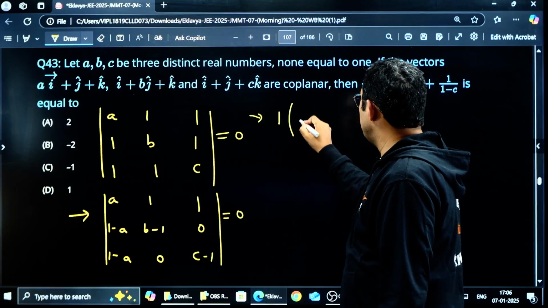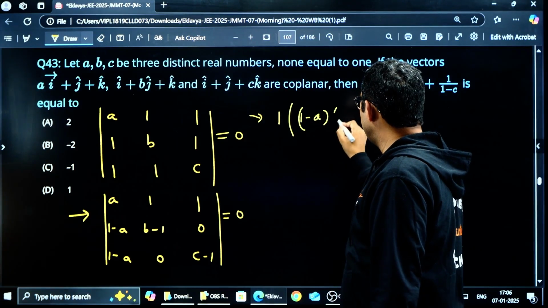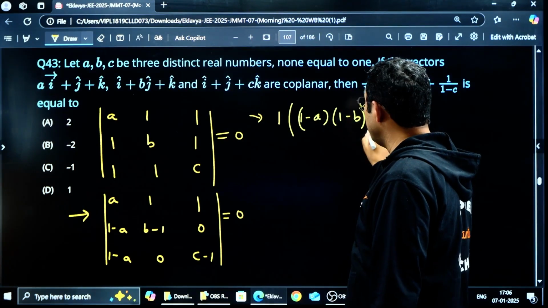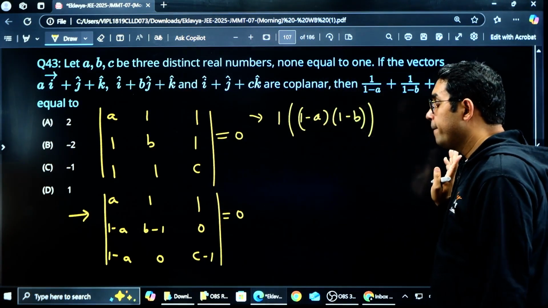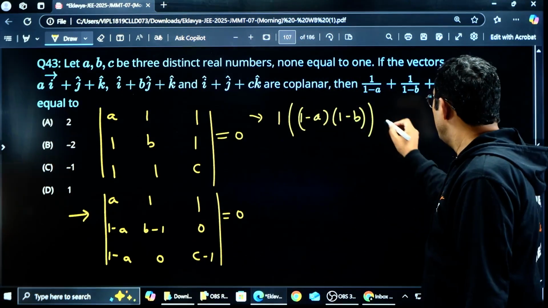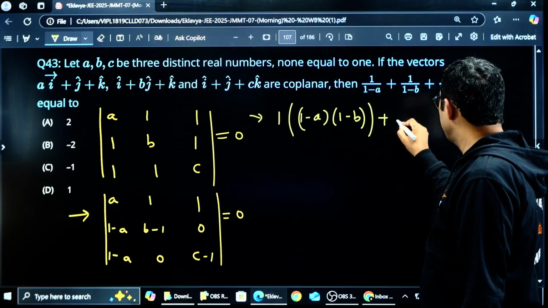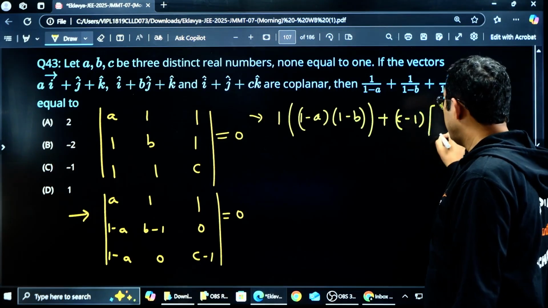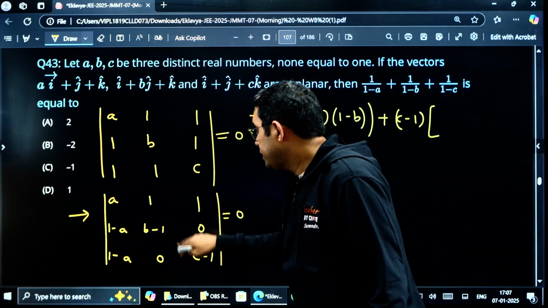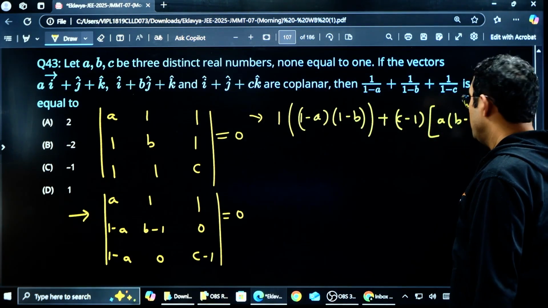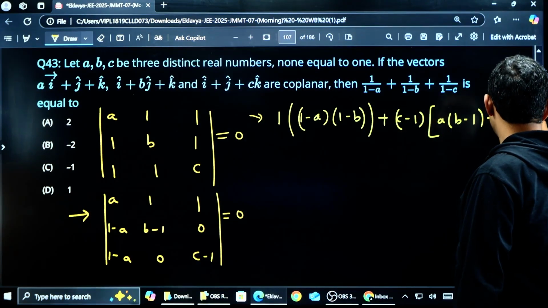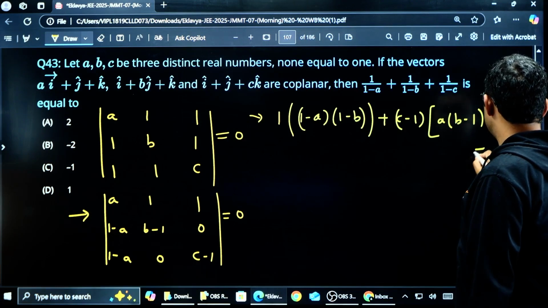It will become 1 minus A into 1 minus B. You can check, there was a minus sign, and I have changed B minus 1 also, so it is now 1 minus B. Okay, for 0 it will be 0, and then it is C minus 1, and that will be multiplied with, I think, A into B minus 1 minus 1 minus A, and that is equal to 0.